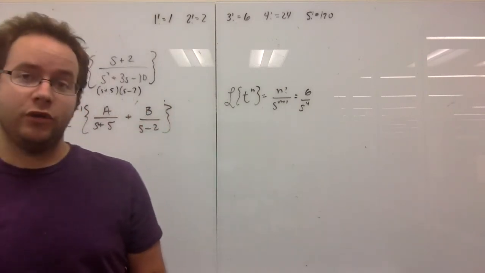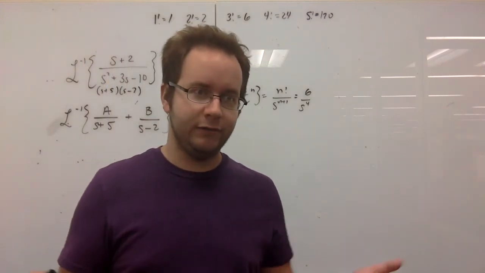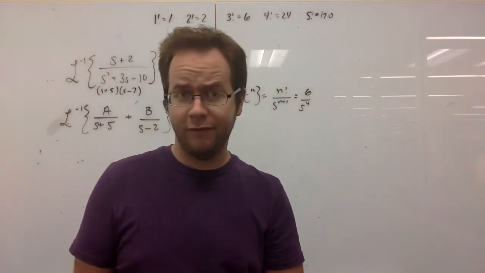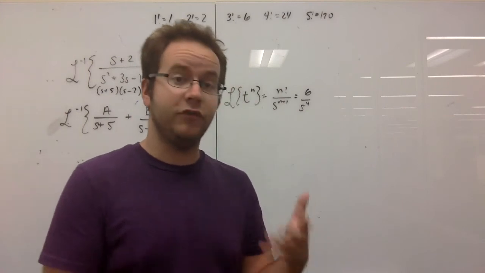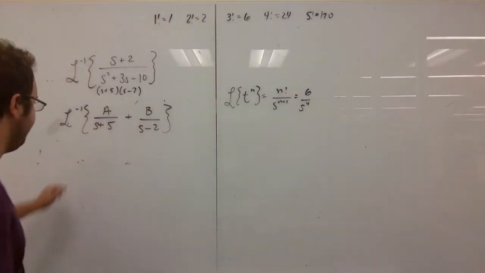Not always will that cover-up method work, so keep that in mind. The cover-up method just might fail, or you might be able to get a couple values of a or b, but not all of them, and then you have to resort to solving a system of equations. So keep that in mind.